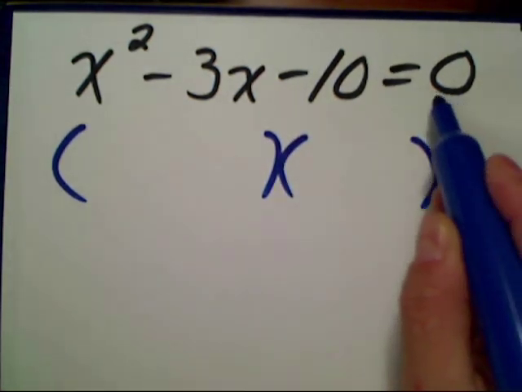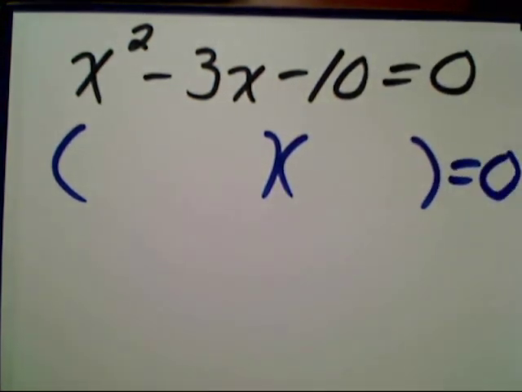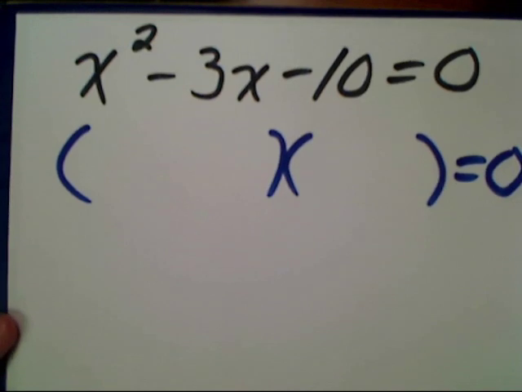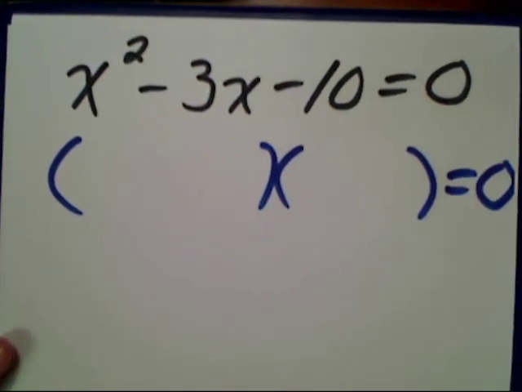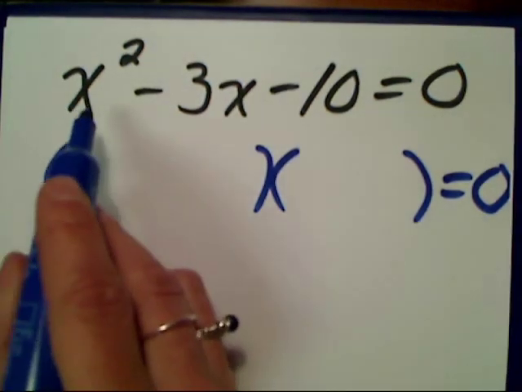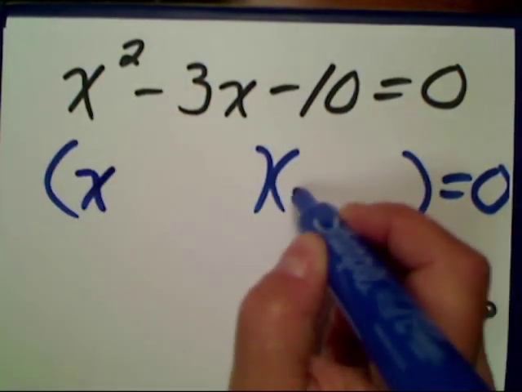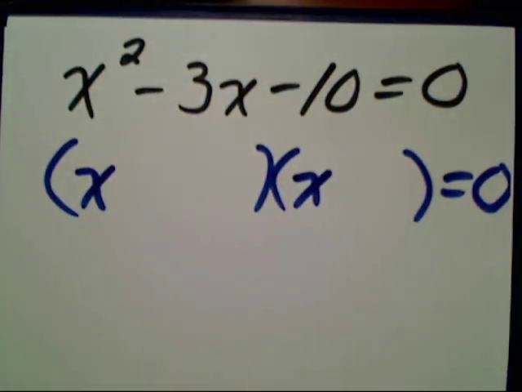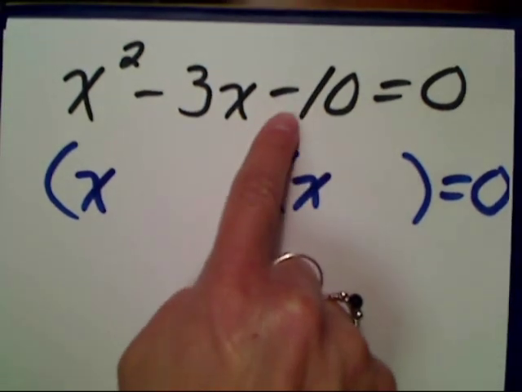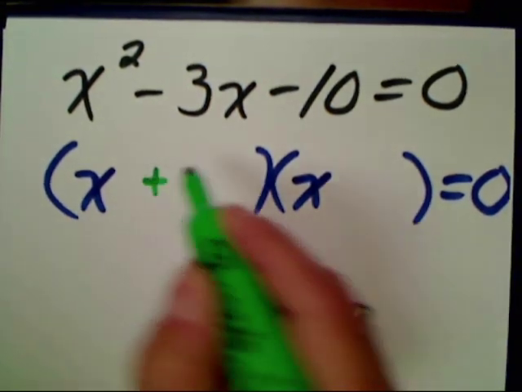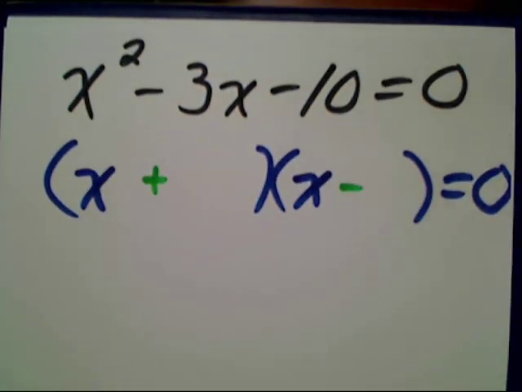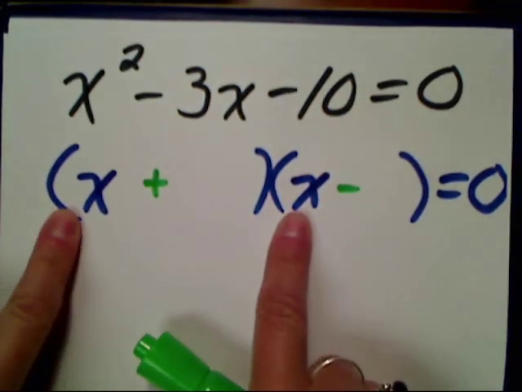Do not forget that it's equal to 0. It starts off as an equation. It ends as an equation. What times what gives me the x squared? X and x. Oh, lucky you guys, it looks like I have an easy problem here. Negative 10, a negative tells me I need one of both signs, so it's a positive and a negative. Doesn't matter which one you put first in this problem because we have x and x.